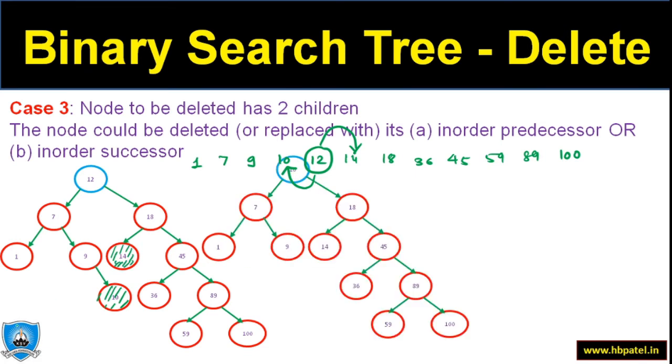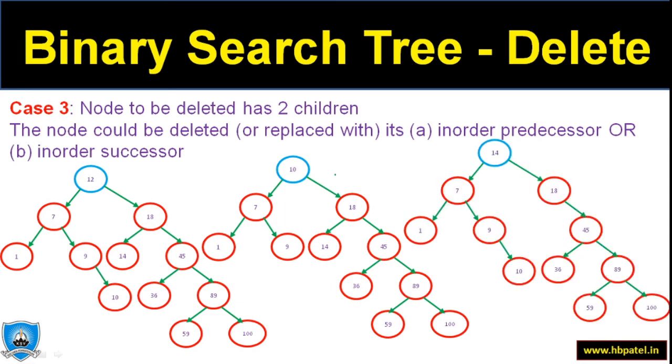So now let us see this. First, I have replaced it by 10. So this 10 is gone from this place, and I have put 10 in place of 12. Or the other option is, let us keep 10 as it is, and use this 14. So 14 is gone from this place, and I have put the 14 over here. In the first case, the 10 is gone from over here, and I have put it over here. So these are the two different ways to do deletion from a binary tree for a node having two children.